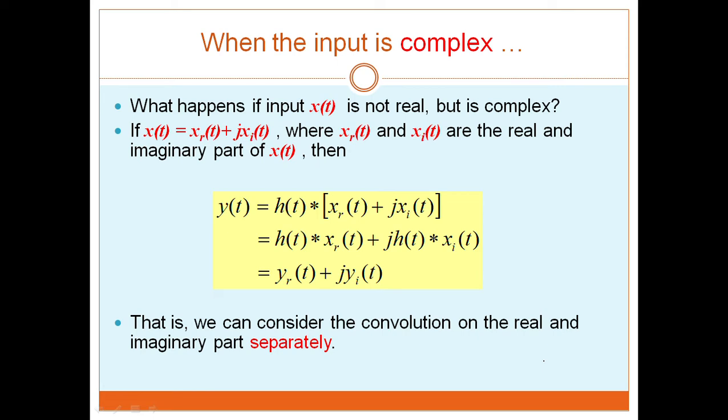Alright, so just now the input is real, but if it's complex, that means we have the imaginary part, j x_i(t). If we convolve this with a response, each part, the real part and the imaginary part, will be convolved with h(t). So that means we do it individually.